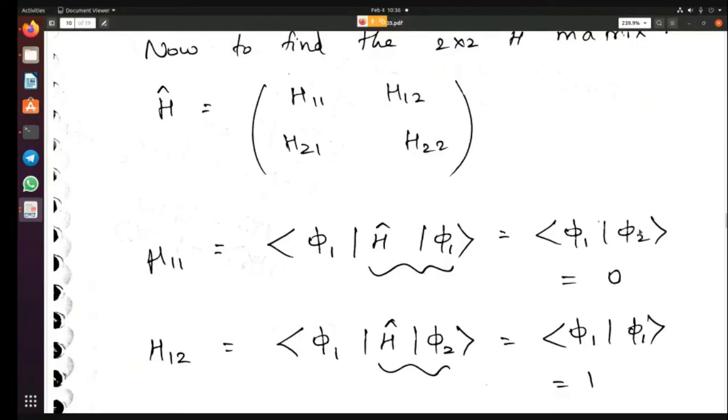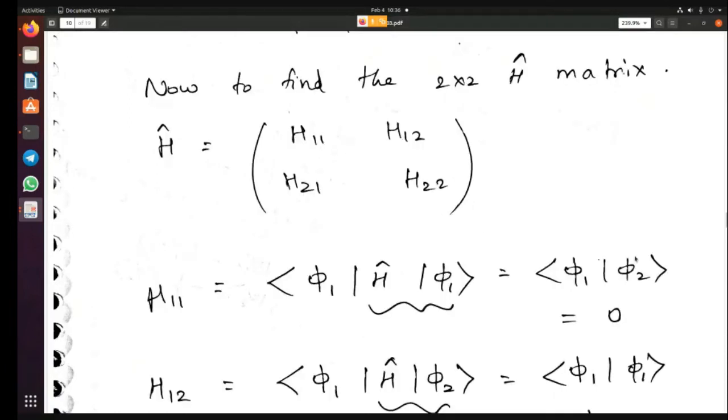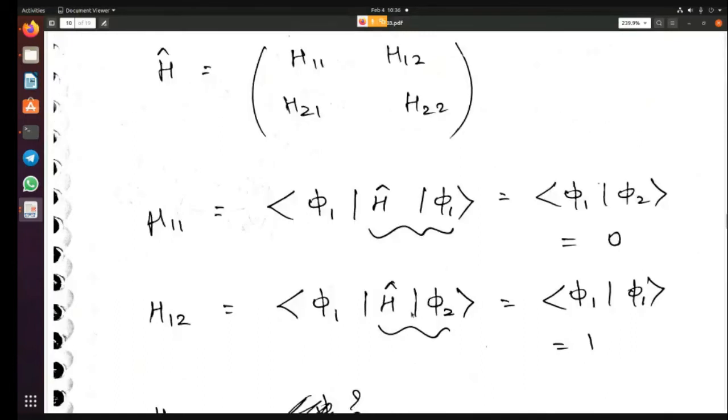H phi1 we already know gives you phi2 for this particular problem. This is only for this particular problem, where a particular form of Hamiltonian has been specified. That's why we are getting this. Otherwise, this is not true in general. So don't assume that any Hamiltonian multiplying with phi1 will give you phi2. That is not the case. For this particular problem, H operating on phi1 gives you phi2. So the scalar product of phi1, phi2 is 0 because phi1 and phi2 are orthogonal.